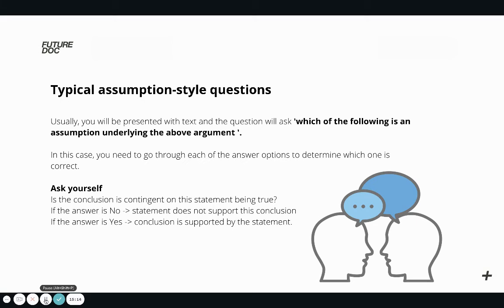However, if the answer to the question is yes, the assumption is explicitly stated in the passage, then it's not an assumption, it's a premise. Remember, arguments are the links between the premises and the conclusion, so they need to support the essence of the text.